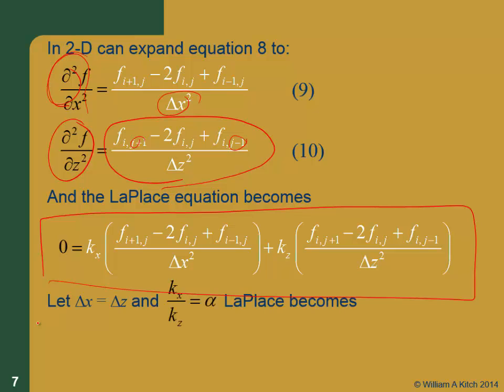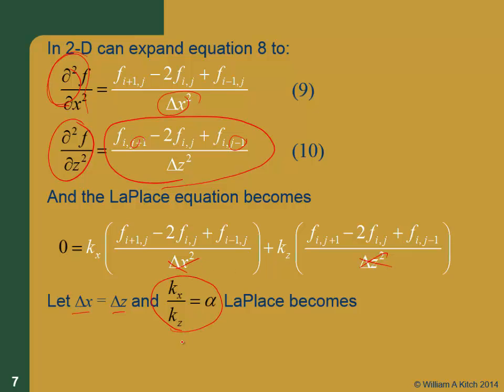So if I let, I'm going to make it even easier because I'm going to say delta x is equal to delta z. That's nice because then what happens? These 2 values go away. And then I know that kx and kz may not be equal, so I'm going to say kx equals some alpha times kz, so just some ratio. Then this is my solution. This is even easier. I don't even have to worry about the x's and z's. I just got to make sure that delta x and delta z are equal.